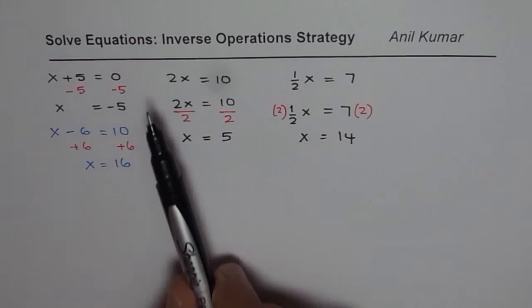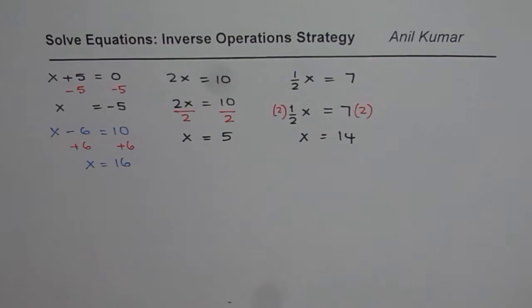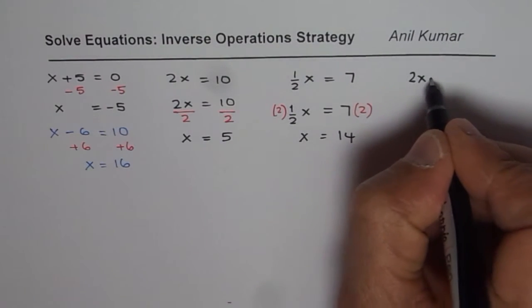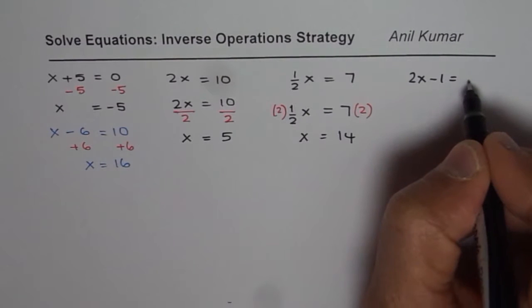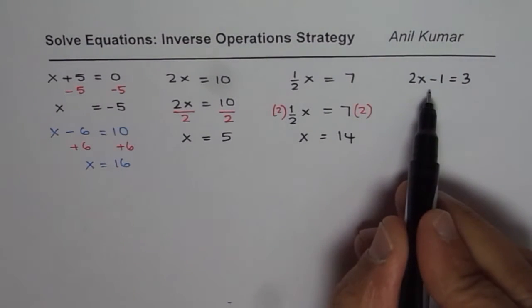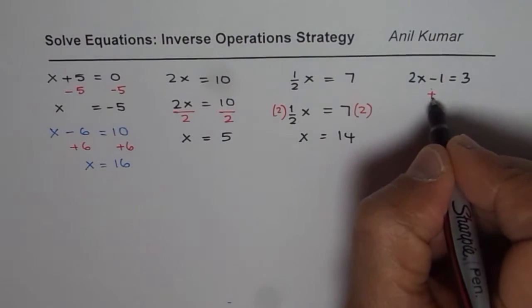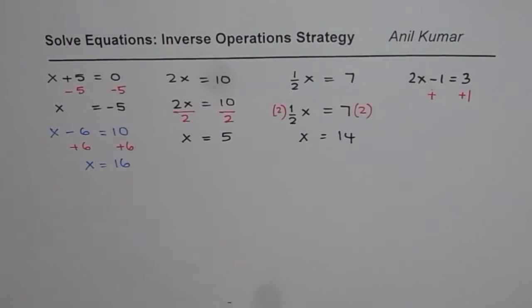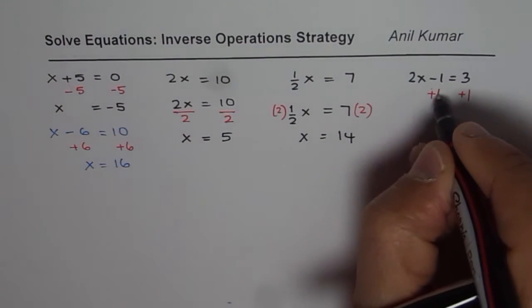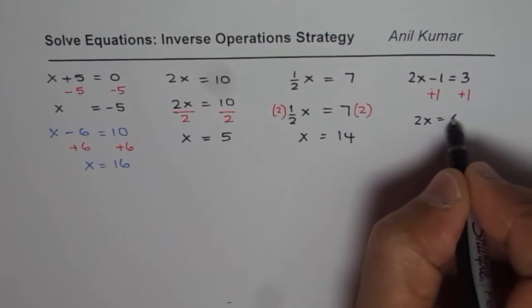At times, we could have a combination of addition, subtraction, multiplication and division, right? Let us take one example like that. For example, I have 2x minus 1 equals, let us say, 3. Now, to solve this equation, the first step should be to add 1 on both sides. So we'll add 1 on both sides. By doing the inverse of minus 1, I get 2x equals 3 plus 1, which is 4.